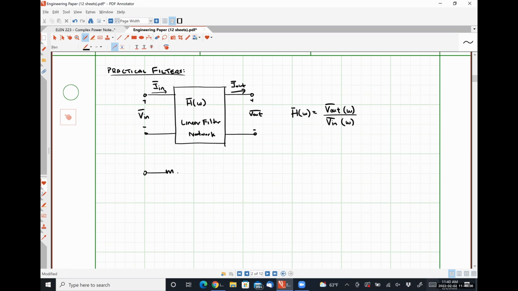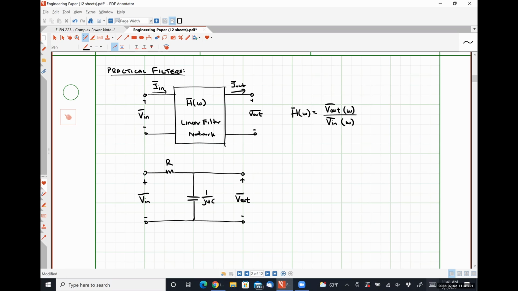Let's say that I have some resistance R and some impedance 1 over j omega C. The left-hand side of my circuit is where my frequency-dependent input voltage will be applied, and the right-hand side of my circuit is where my frequency-dependent output voltage will be measured. This, by definition, is a filter of some type.